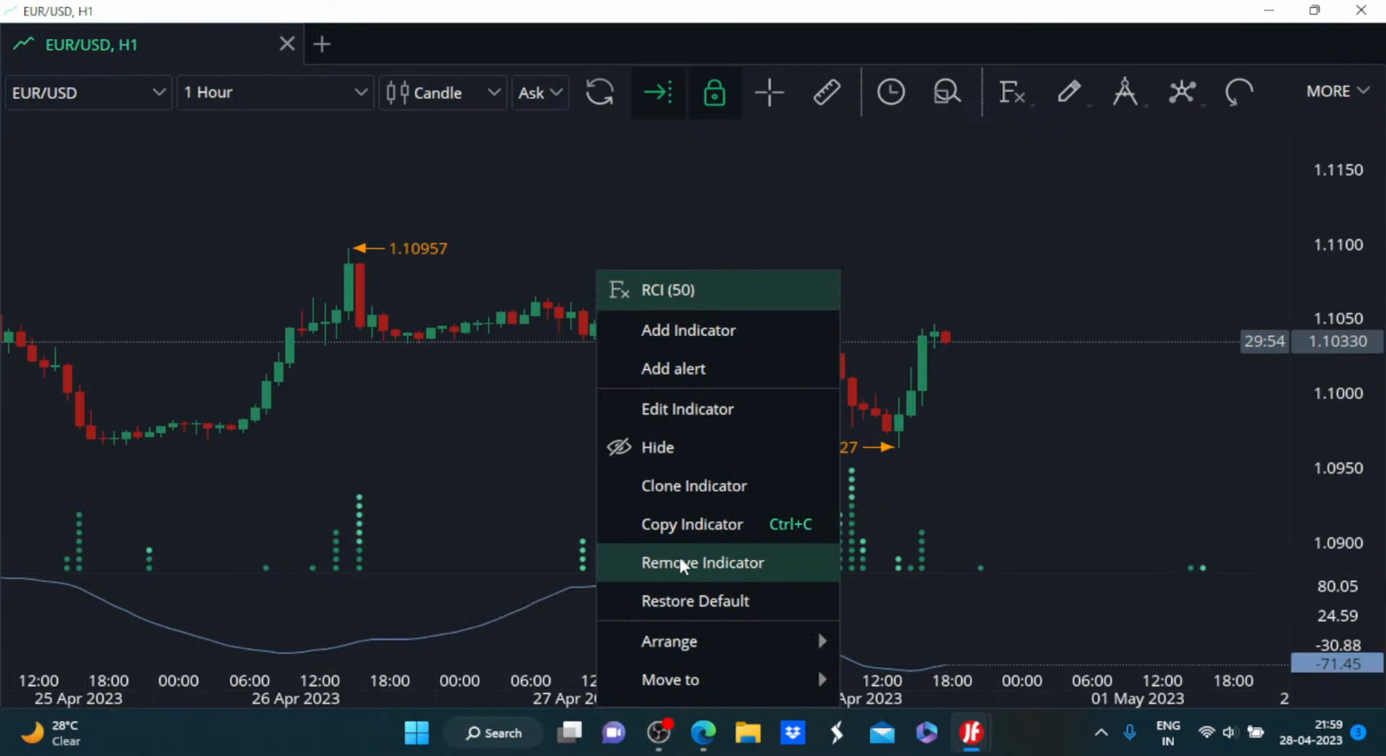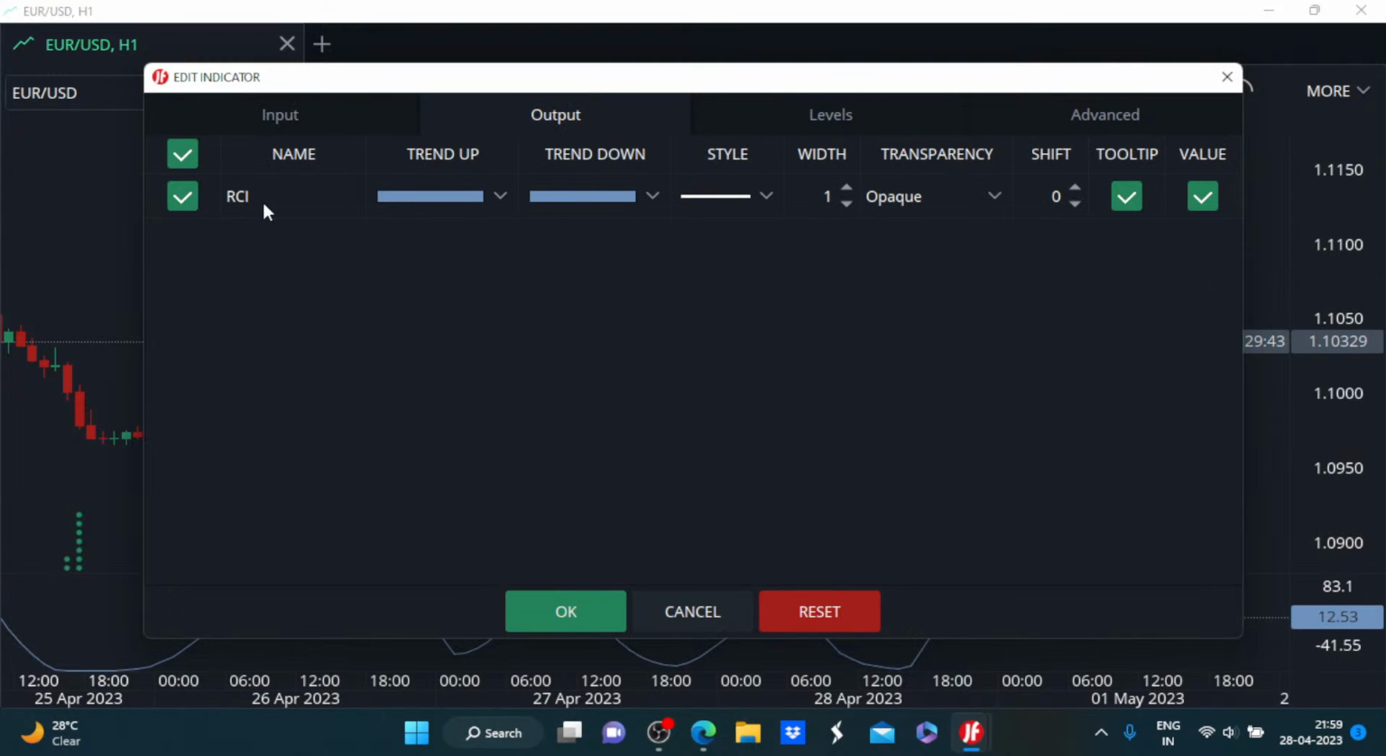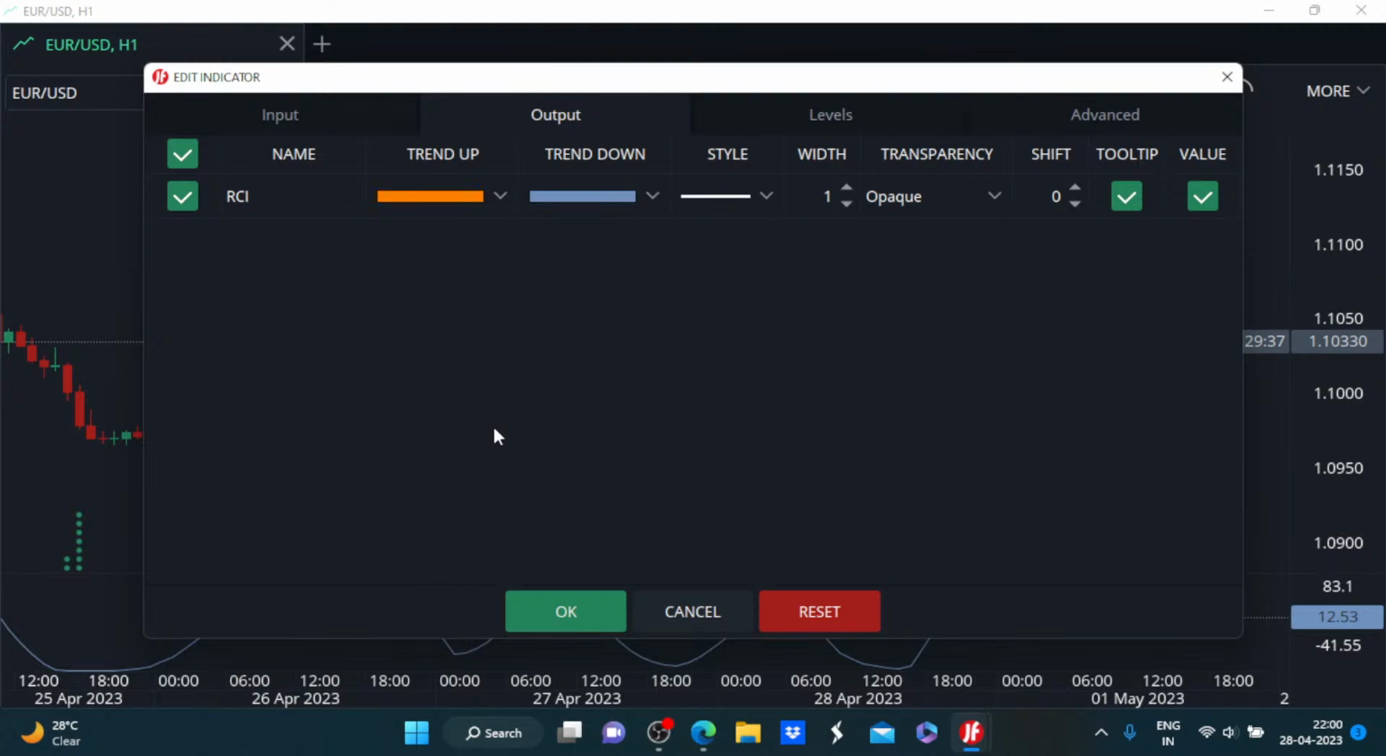So you will have to try to balance this trade-off and see what kind of combination is going to serve your purpose in the best possible manner. Output, you can go for different kinds of color combinations. If you are happy with the existing color, you don't really have to carry out any changes. But if you feel like you want two different colors to represent the trend up and trend down, you can do that as well.